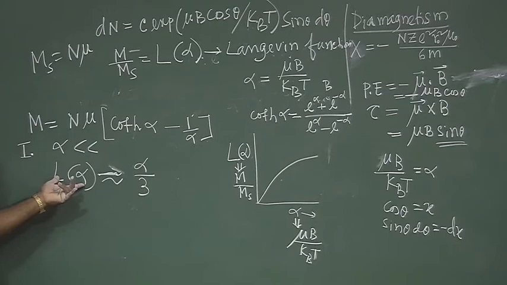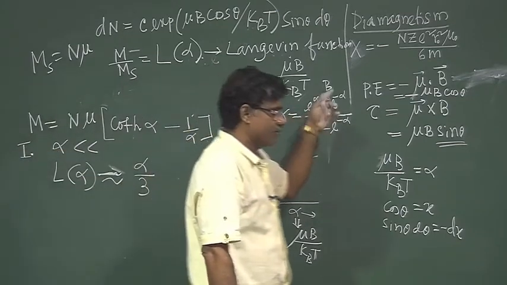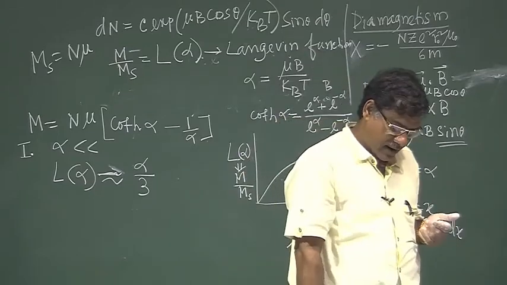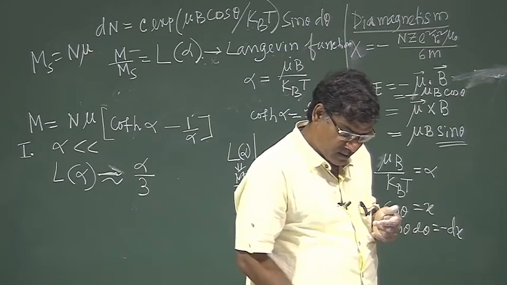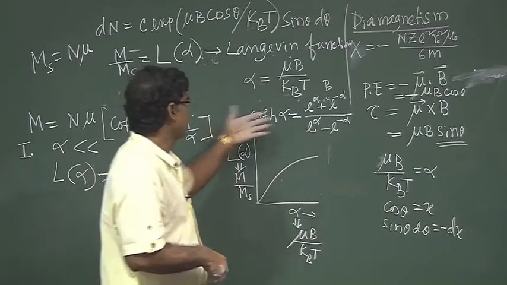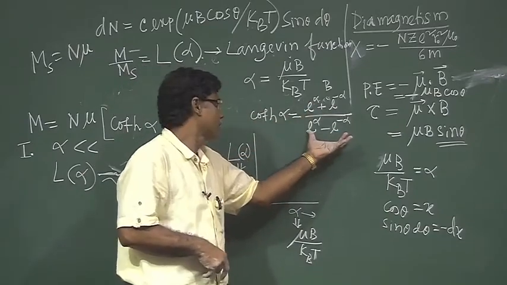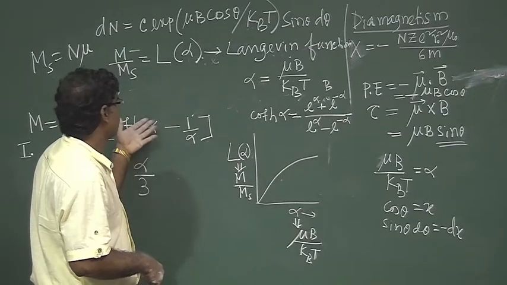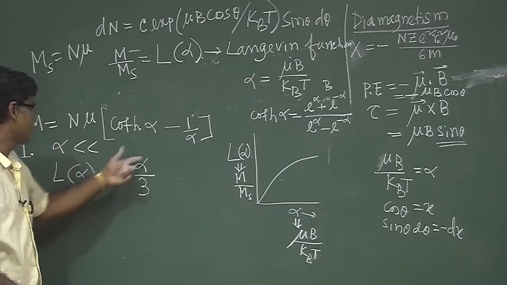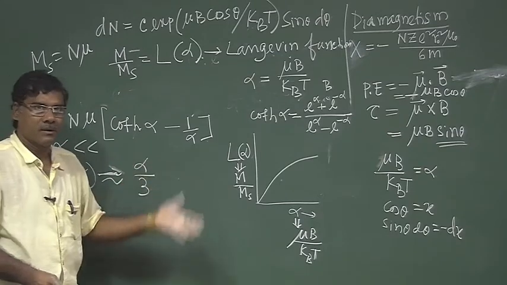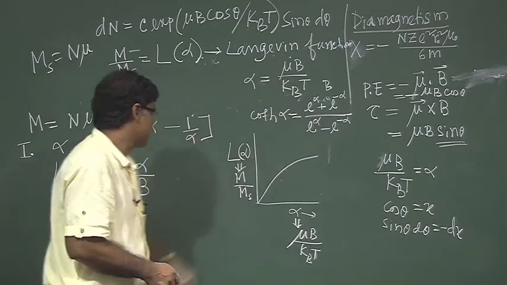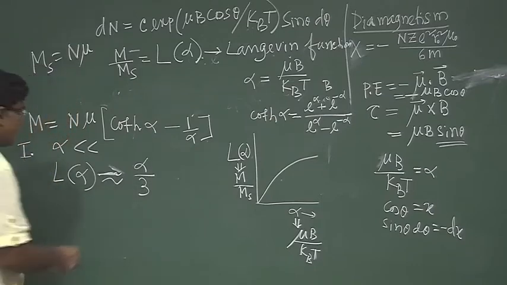You can calculate. Just take the series e to the power x is 1 plus x plus x square by factorial 2, plus x cube by factorial 3. Just take that and put it here, and you will find that under this condition it will be alpha by 3. This calculation you should do, it is very simple. Just put this value of e to the power alpha, and you will get it.